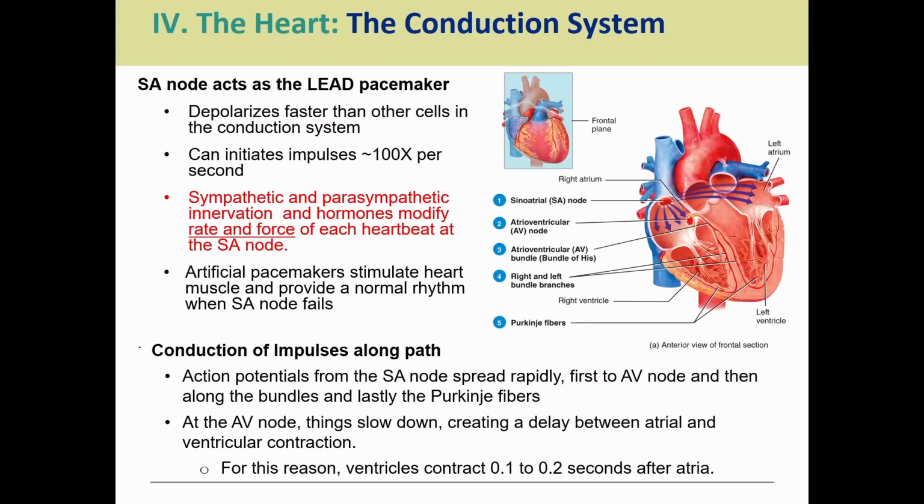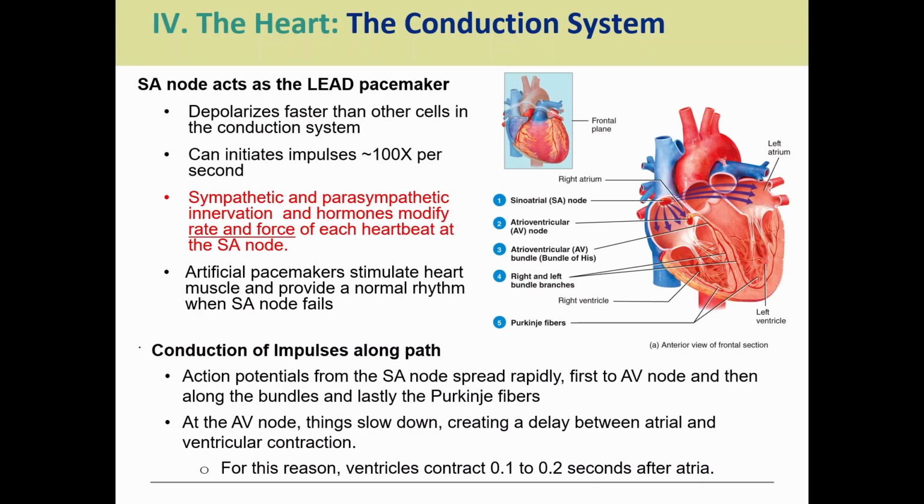So like I mentioned, the SA node is the lead pacemaker. It kind of starts this whole process. It is going to depolarize faster than any other cell in this process, right? We can do this 100 times per second. And we have sympathetic and parasympathetic innervation and hormones that can modify the SA node's rate and force. So you think about, like, sympathetic increases heart rate. How is the sympathetic nervous system increasing heart rate? It is directly impacting the SA node. Same thing on the parasympathetic side. How can we lower heart rate, right? Parasympathetic connects with that SA node. Artificial pacemakers are basically going to act as the SA node if the SA node fails.